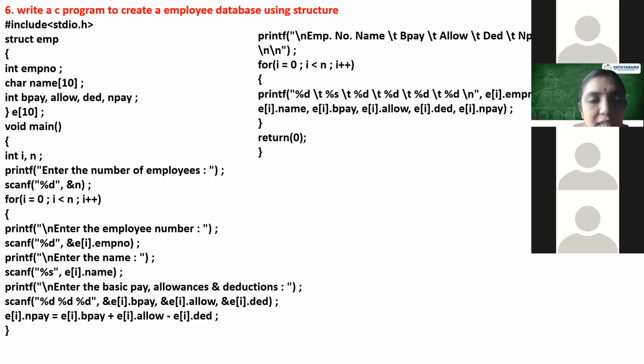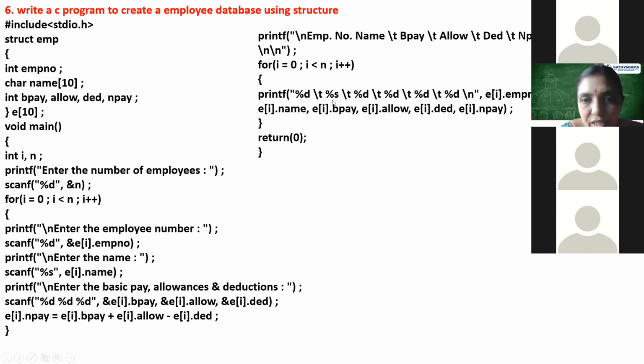Okay, I should not declare it separately. That is the difference. Here, as usual, they have the employee number and employee name, the same thing, but here an additional function is being performed. E of I, what is the net pay? E of the basic pay plus the allowance minus the deduction. Print the employee number, the net pay and everything as usual.